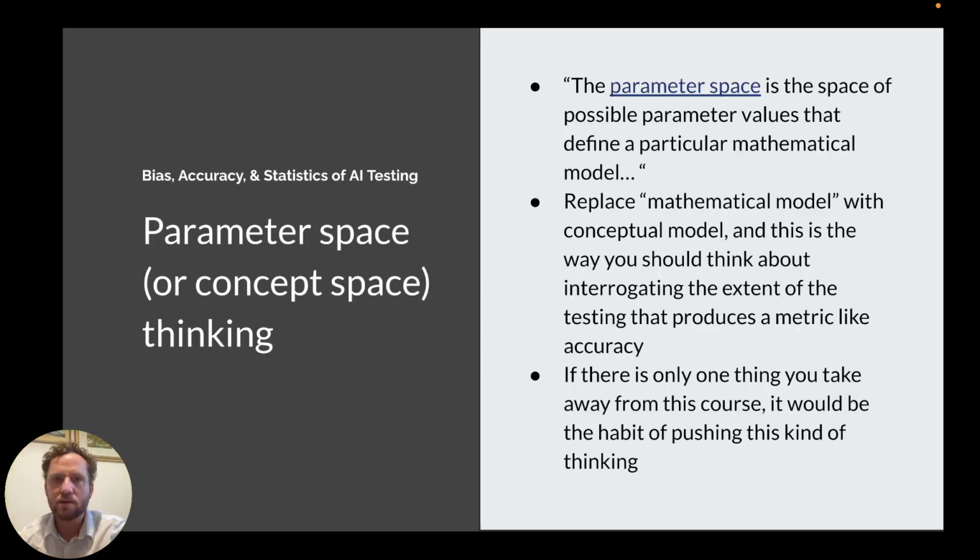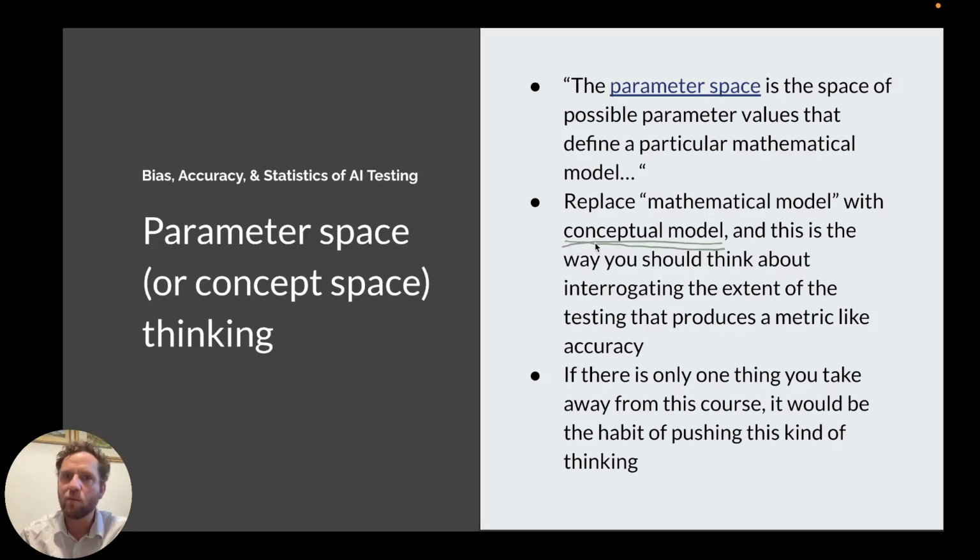So what I want to push here is this idea of parameter space, or probably a better term would be concept space thinking. What do I mean by parameter space? I'm going to be pretty loose with this. If you just go to Wikipedia, the parameter space is a space of possible parameter values that define a particular mathematical model. And in fact, parameters are often used to describe the weights of certain machine learning models. But if you replace mathematical model with conceptual model more generally, then this is the way I want you to think about interrogating these systems.